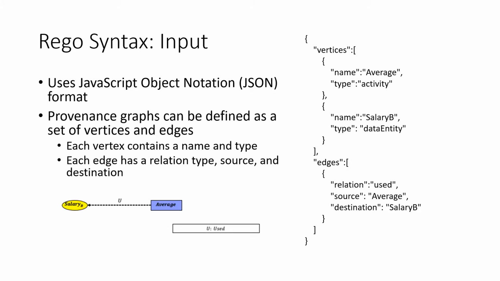Input is created using JavaScript Object Notation, or JSON. Provenance graphs can be defined as a set of vertices and edges. Each vertex contains a name and a type, and each edge contains a relation type, a source, and a destination. For example, the provenance graph below can be defined using the following JSON. The graph has two vertices and an edge between them.